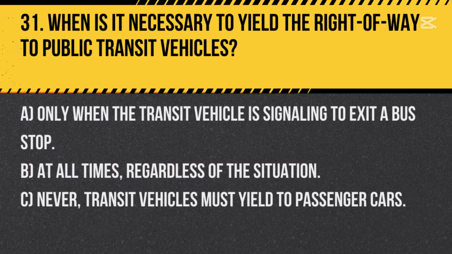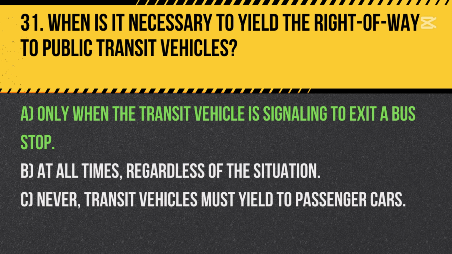Question 31. When is it necessary to yield the right-of-way to public transit vehicles? A. Only when the transit vehicle is signaling to exit a bus stop. B. At all times, regardless of the situation. C. Never. Transit vehicles must yield to passenger cars. Answer: A. Only when the transit vehicle is signaling to exit a bus stop.